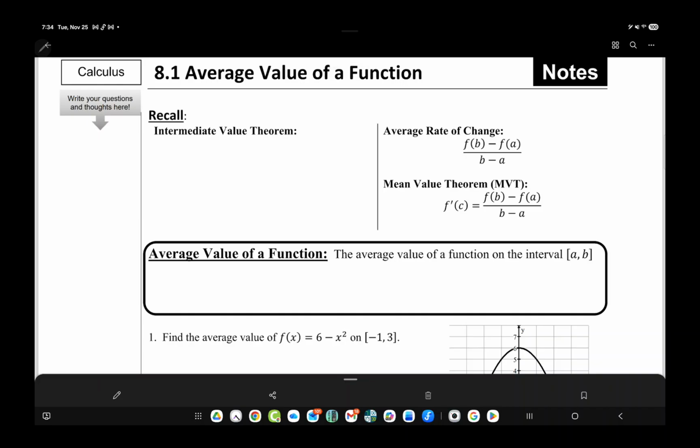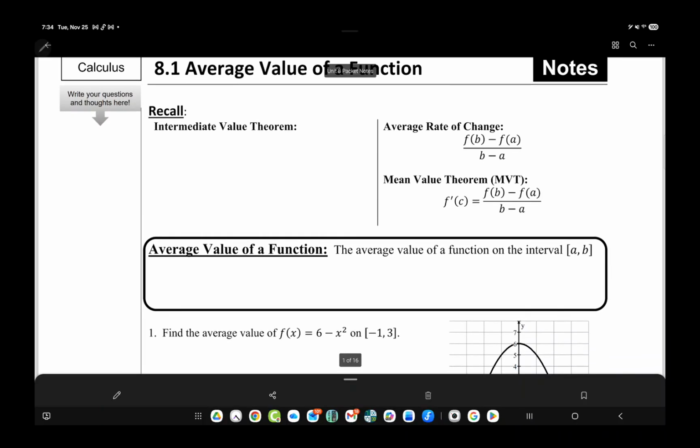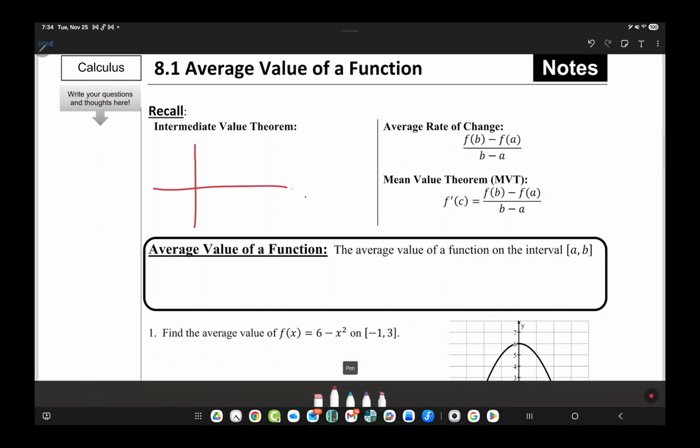All right, so the intermediate value theorem says if we have a function, and that function can look like anything, and we have a value a here, and this is f of a, and we have a value b here, and this is f of b, that all y values exist between f of a and f of b.